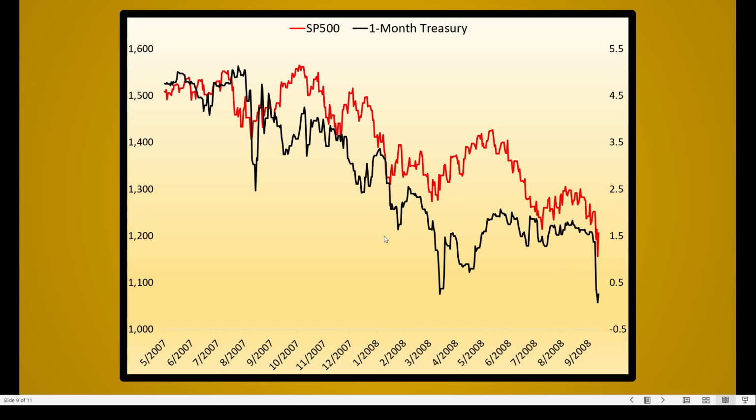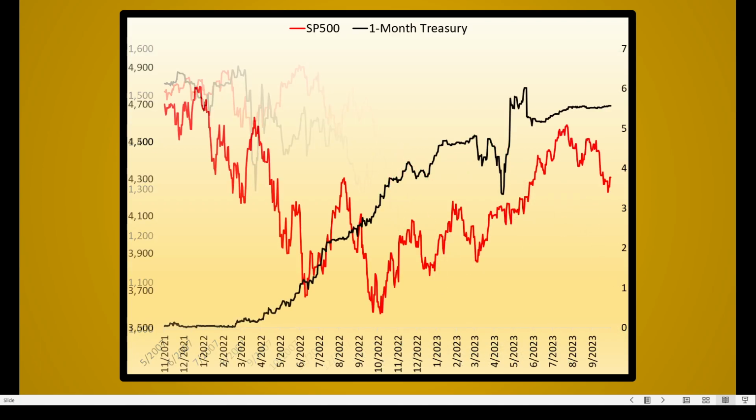And what's happening is that the 1 month moves faster than anything else. So if we were to look at the 1 year and the 10 year, they would be following the 1 month down. But that really is the most reactive of all the treasuries, the short term.